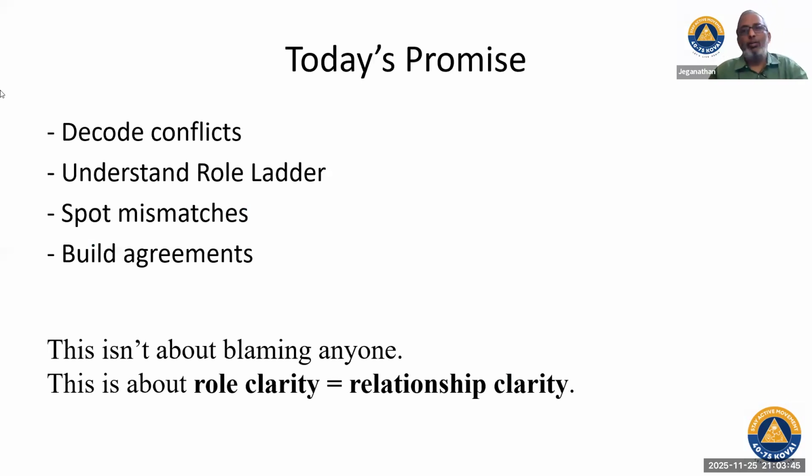Today's promise, we'll be looking at how do we decode the conflicts in the family, understand the role ladder as such. Last week we have seen what the role is all about. Today we'll understand what the role ladders are and how can we shift across. We'll also be spotting the mismatches and build agreements to move on in our family life. This isn't about blaming anyone or trying to find out mistakes with other people. It is about bringing in clarity to our role, which means clarity to the role is clarity in our relationship. That's the equation which you have got here. Role clarity is equal to the relationship clarity, what we have in our family life.